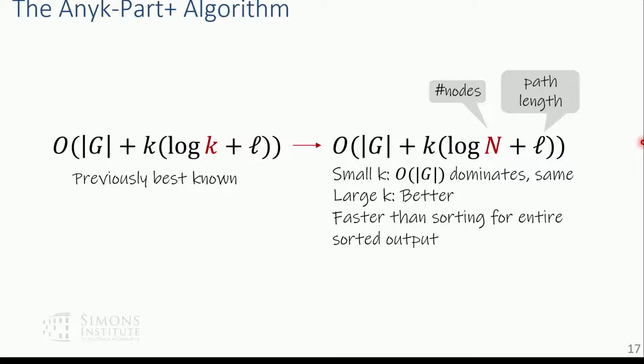Now, you might think, okay, this is a rather small improvement, right, because it's the logarithmic factor. But I think what's interesting here is that if you run this until the end, and you get all the answers sorted, this is faster than sorting. So it returns the answers faster than a generic comparison-based algorithm.